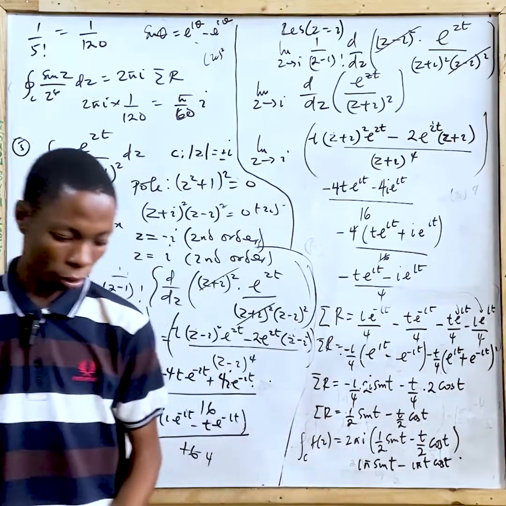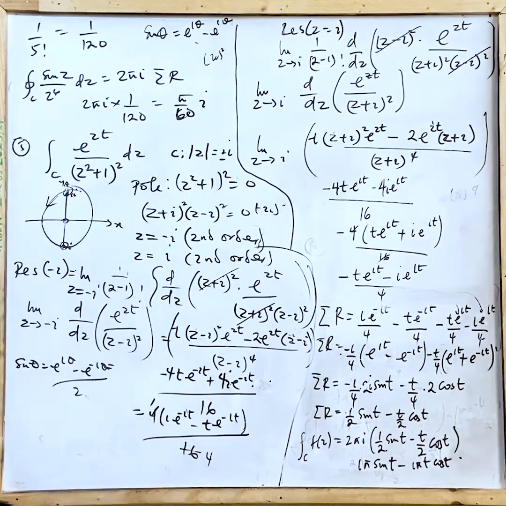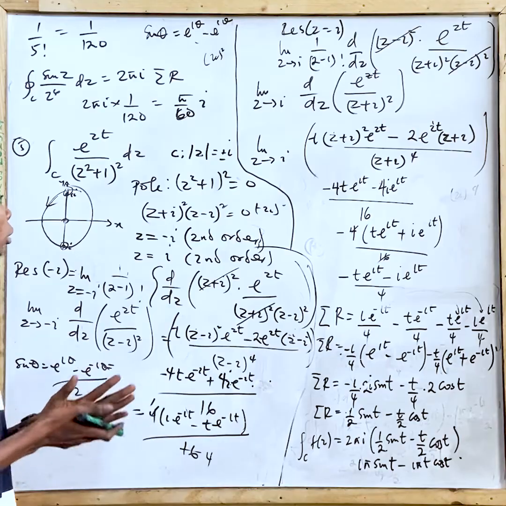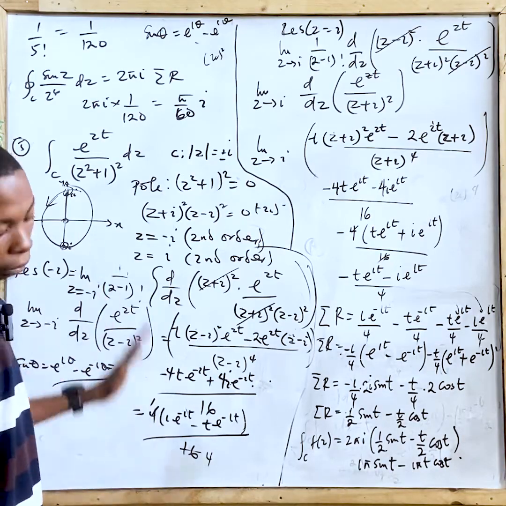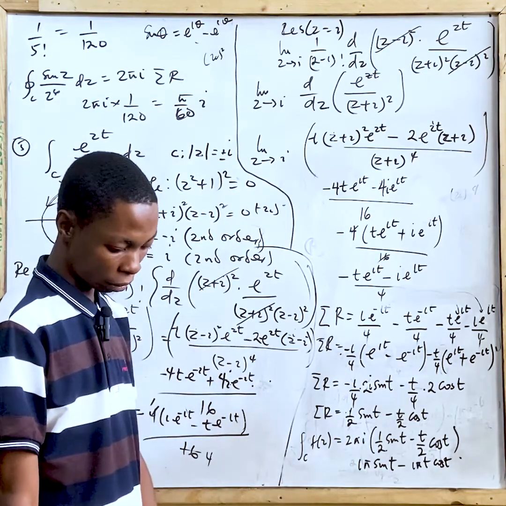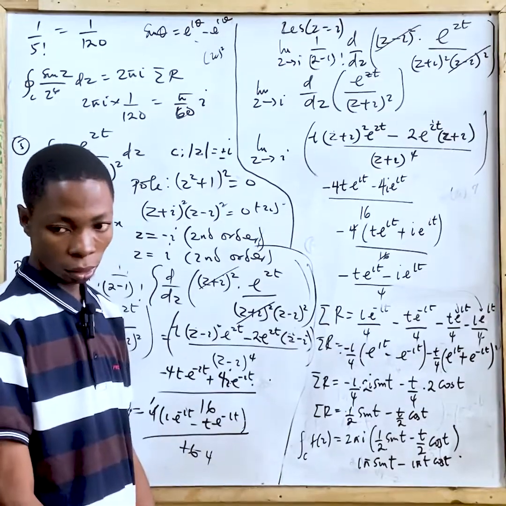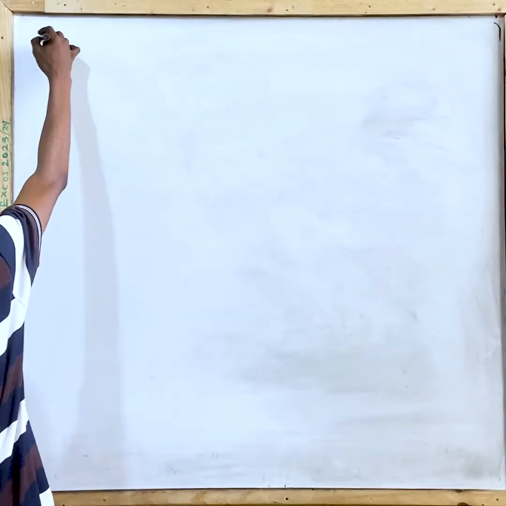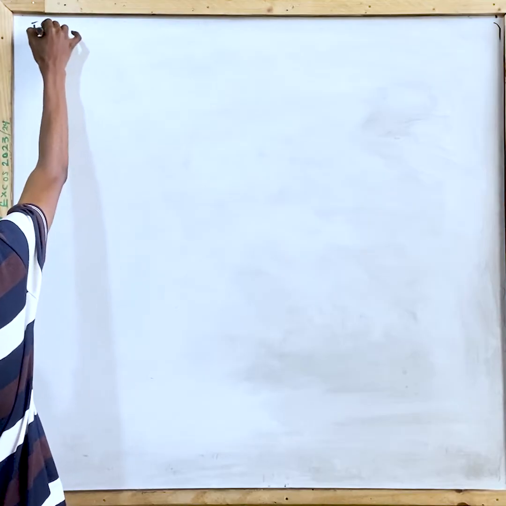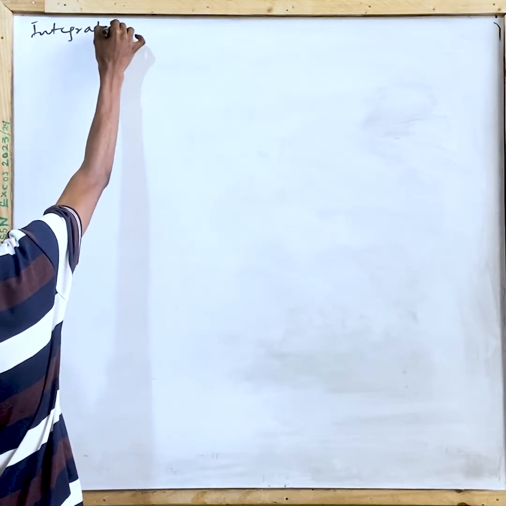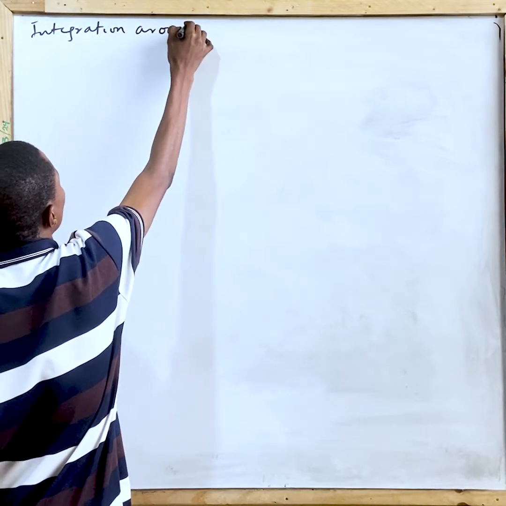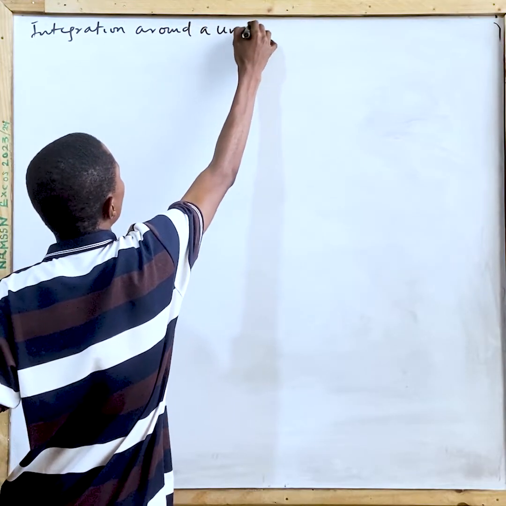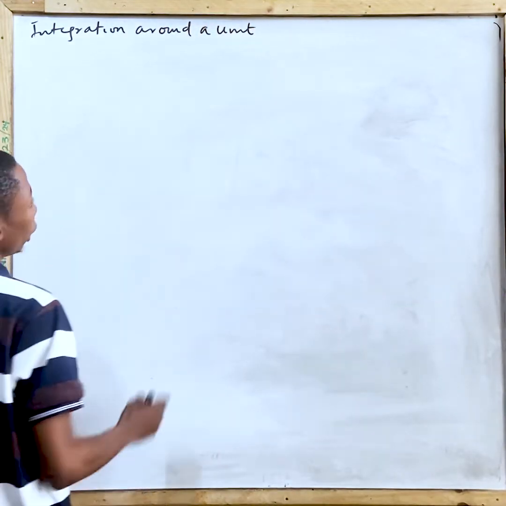So that is how to use the residue theorem in evaluating integrals on complex variables. Now, another application of residue is integration around a unit circle.